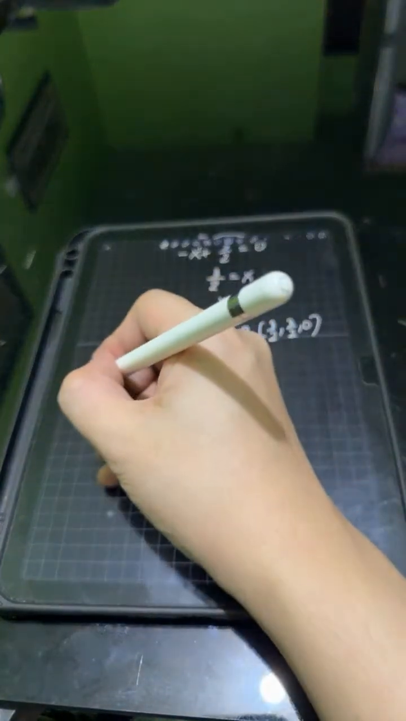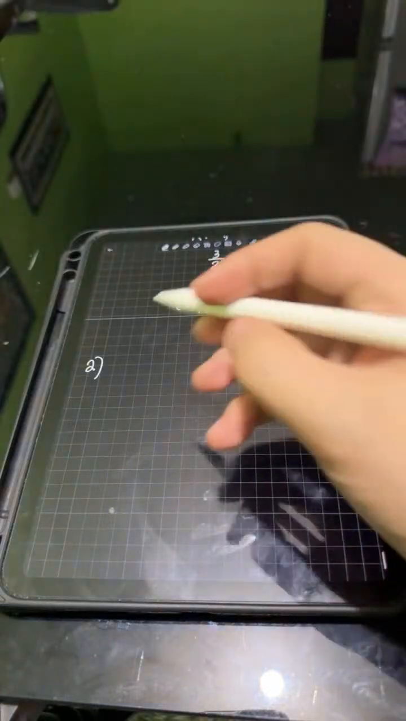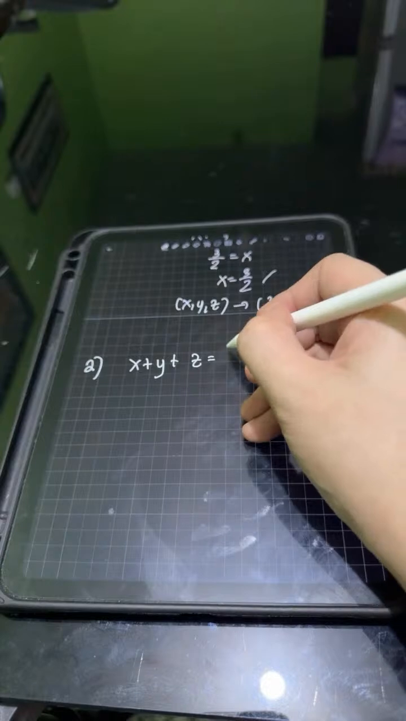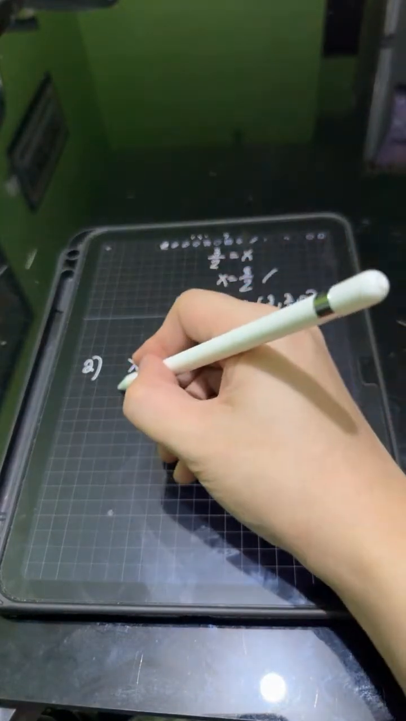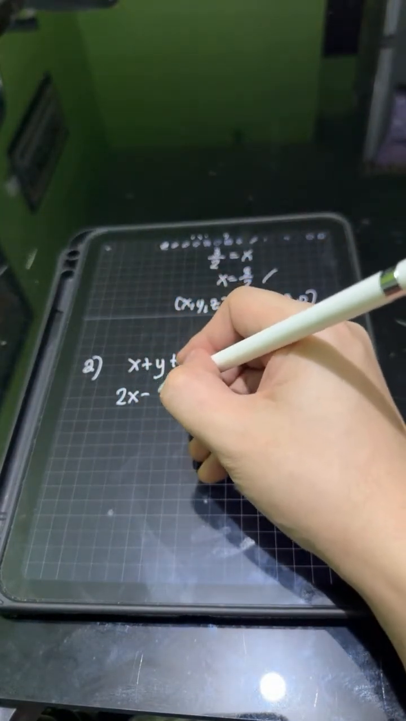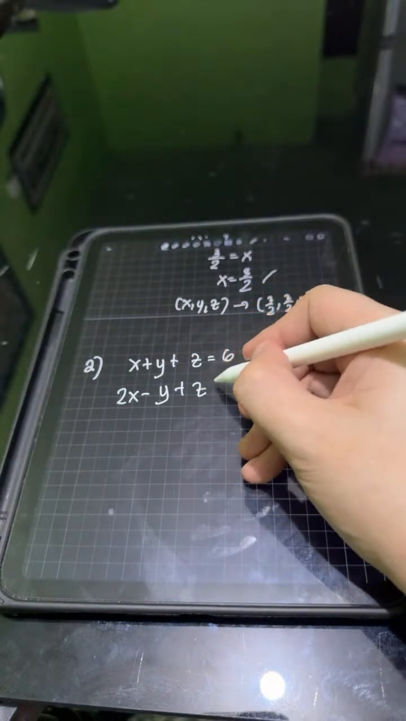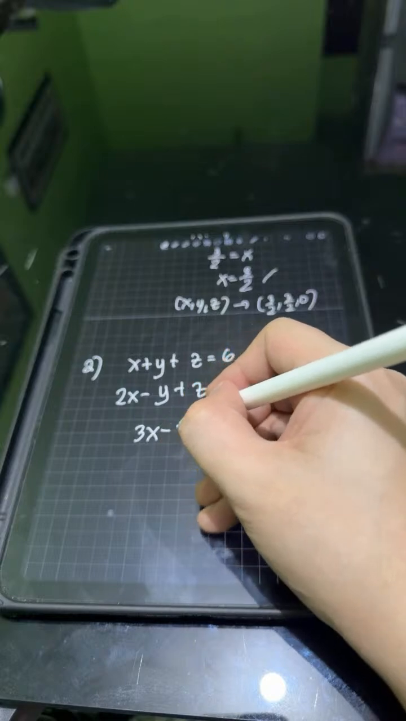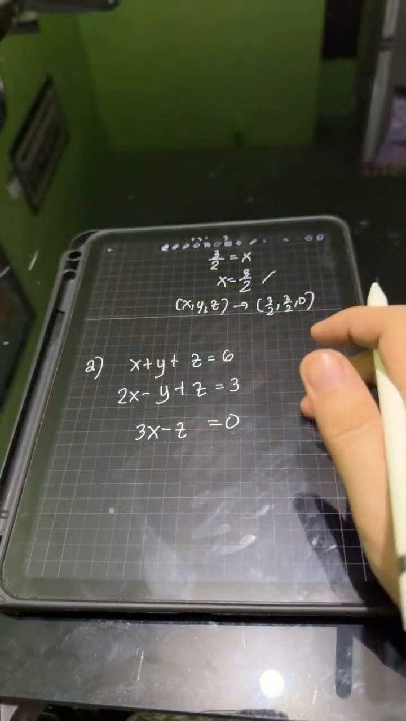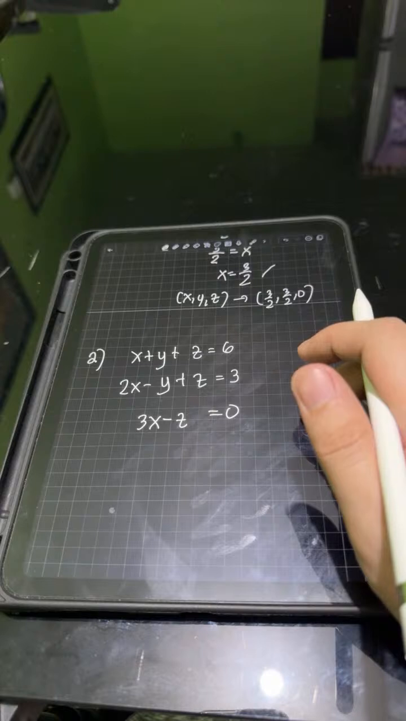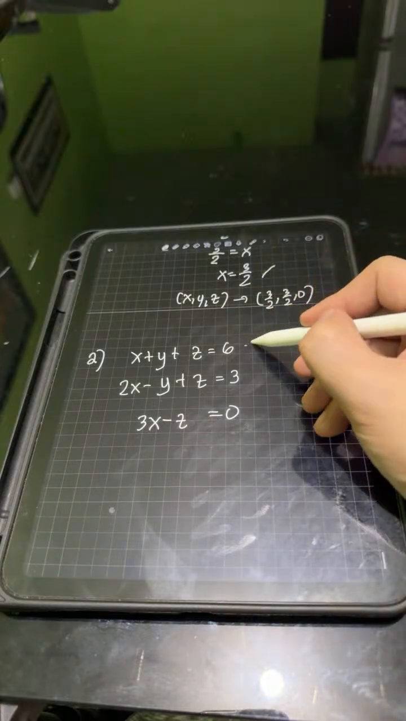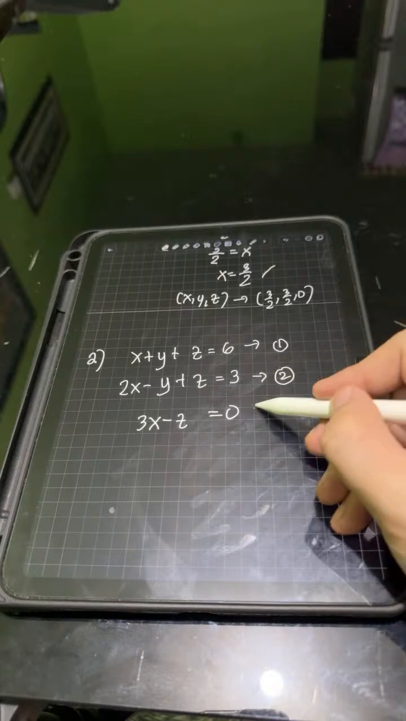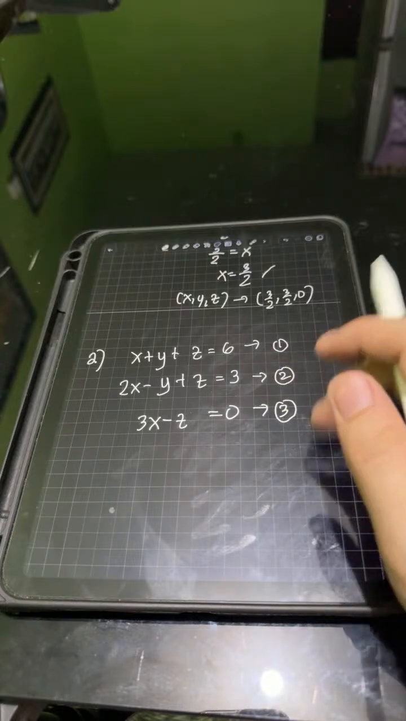Okay, next for problem number 2. What if we have x plus y plus z equals 6, 2x minus y plus z equals 3, 3x minus z equals 0. Okay, so let's name the first equation as equation 1, second as equation 2, and third as equation 3.